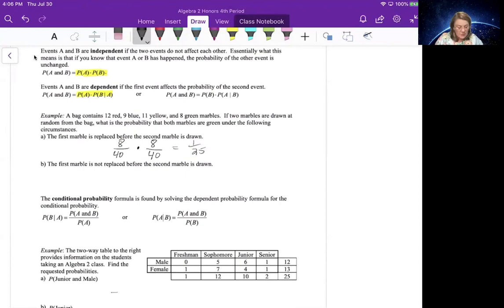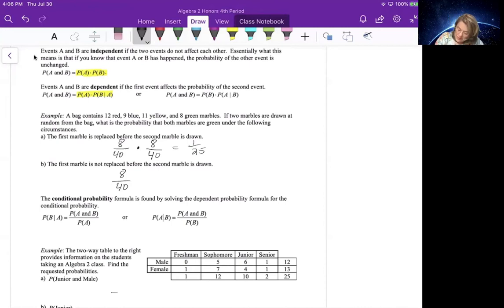All right, what about this one? The first marble is not replaced, okay? So if I draw the second marble, the fact that I drew the first marble has impacted my probability on the second draw. On the first draw, I have 8 green ones in the bag, and I have 40 total marbles, right? But I didn't put that first marble back.